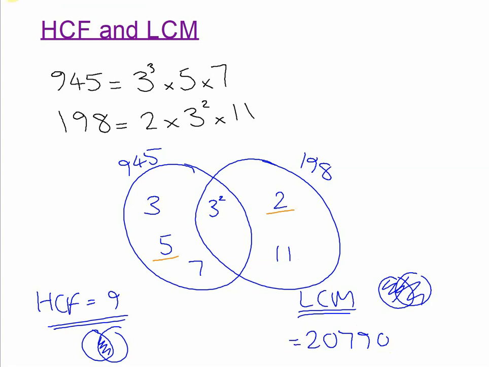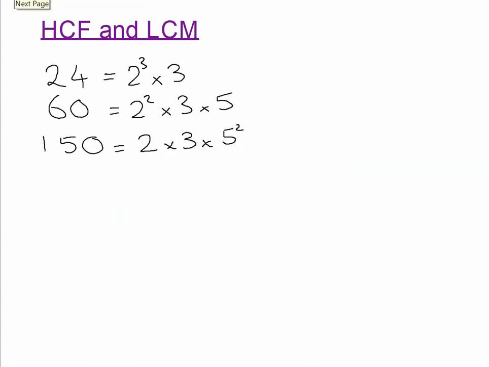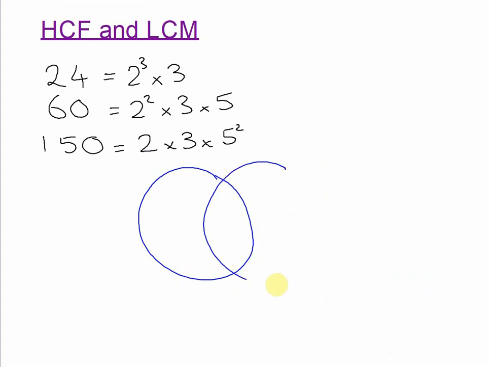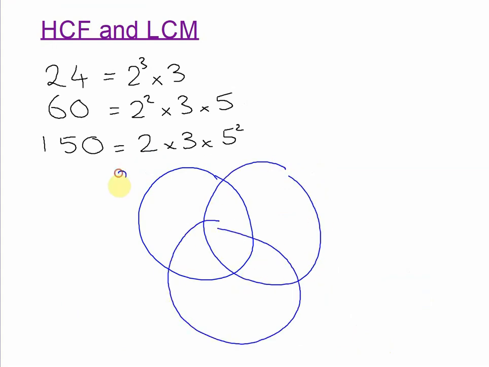Okay, well, what about if there's three numbers? Well, then we have a three-way. So, a three-way looks like that. So we have 24, 60, and 150. Now, if you attempt this but you put them in a different order, you're going to get the same answer but just a different orientation.